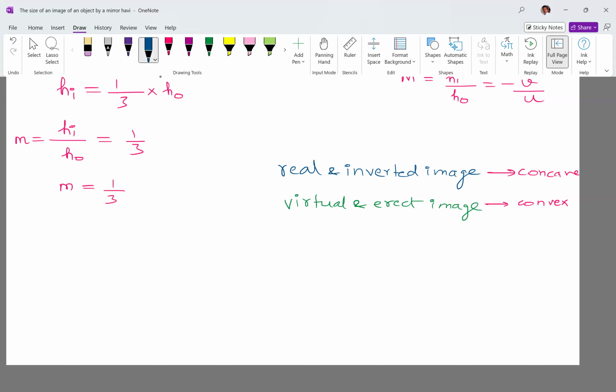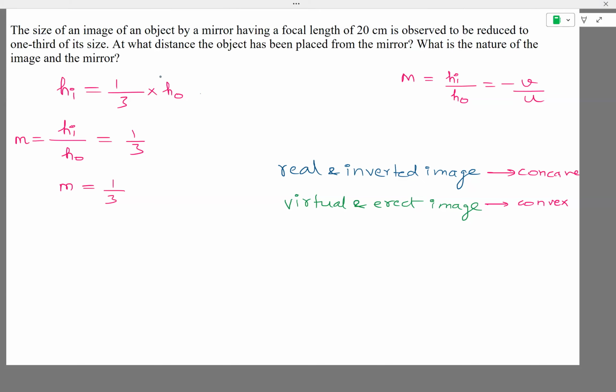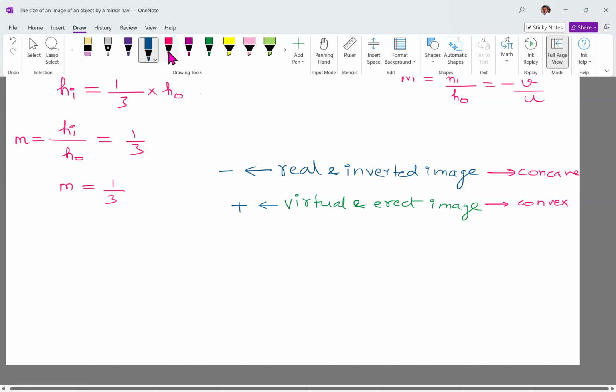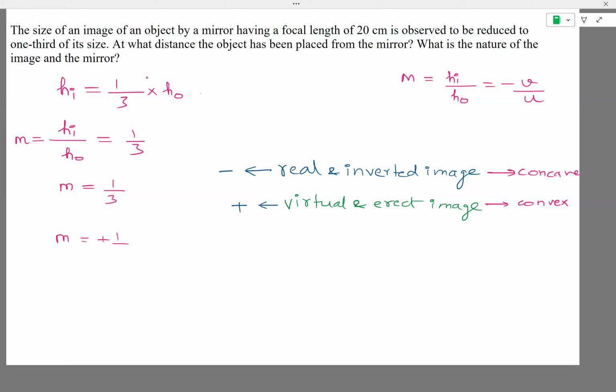And you know that if the image is real inverted, magnification will be negative. If the image is virtual erect, the magnification will be positive, right? That means magnification can be plus 1/3 and magnification can also be minus 1/3. Both the cases are possible. So actually here we'll have two cases, and we have to solve both the cases. Is that clear?